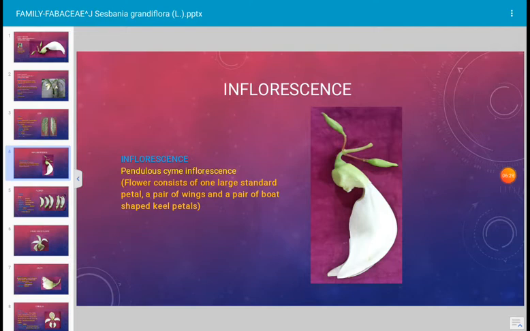This is the inflorescence of Sesbania grandiflora. This is a cyme type of inflorescence, and it is also described as a pendulous cyme inflorescence. The flower consists of one large standard petal, a pair of wings, and a pair of boat-shaped keel petals. This is the structure of the flower.